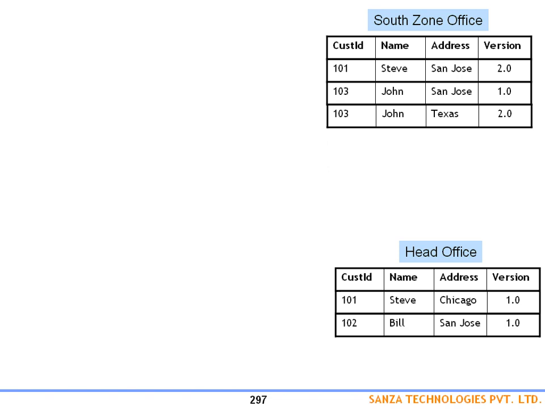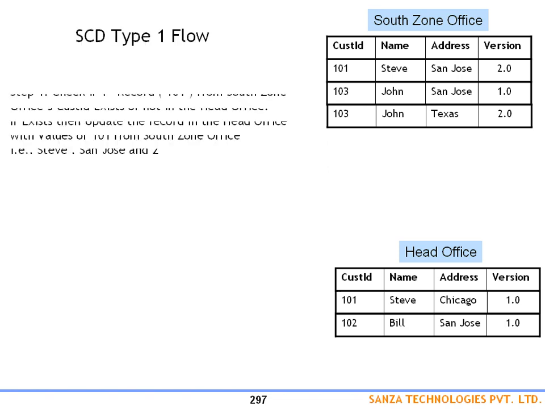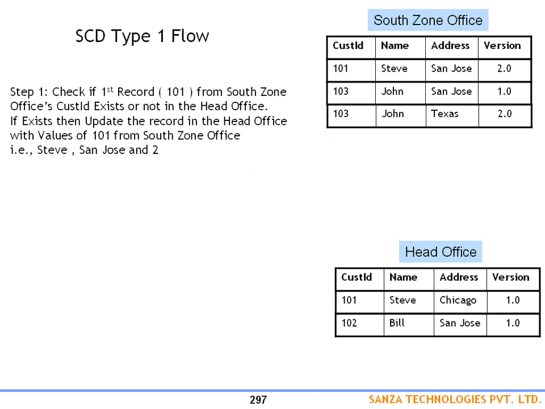So, extract the data and load it into your staging. For example, in your south zone office or your staging. Check first whether the record comes from the staging area or the south zone office.